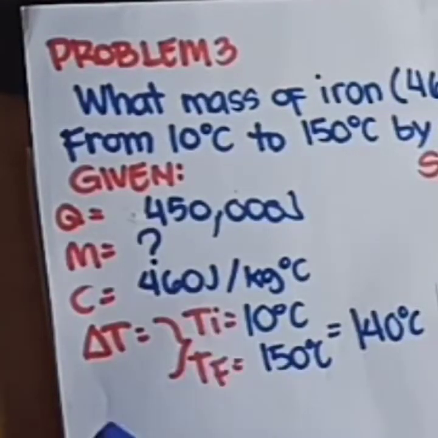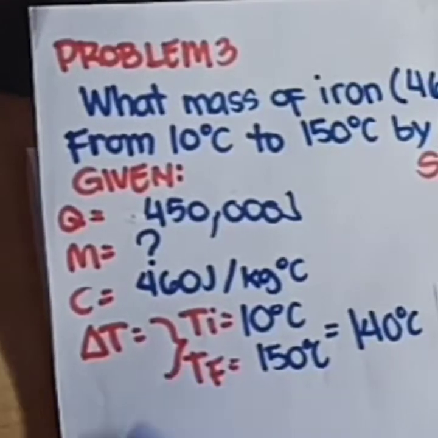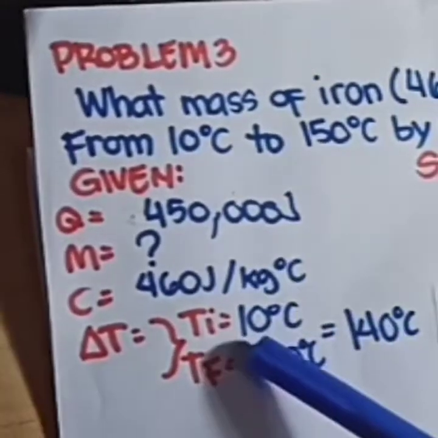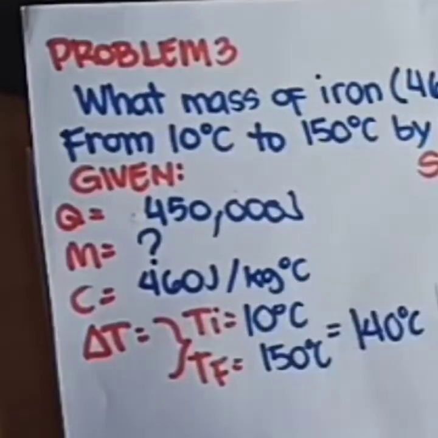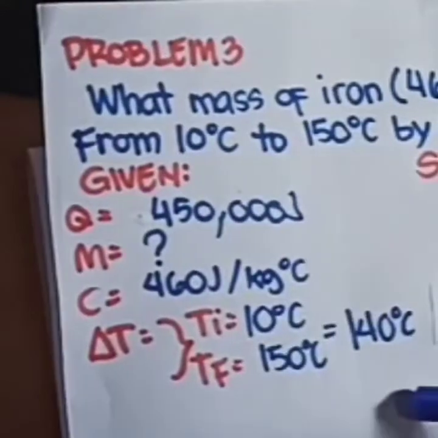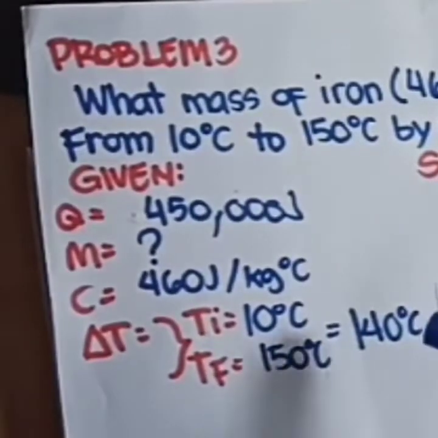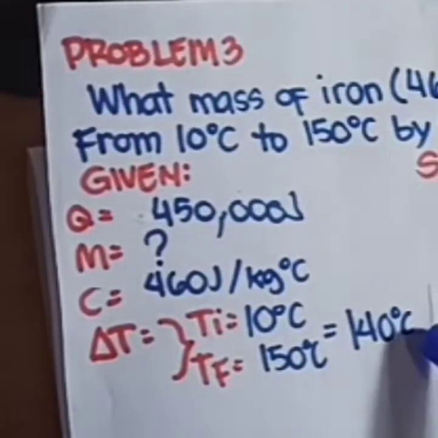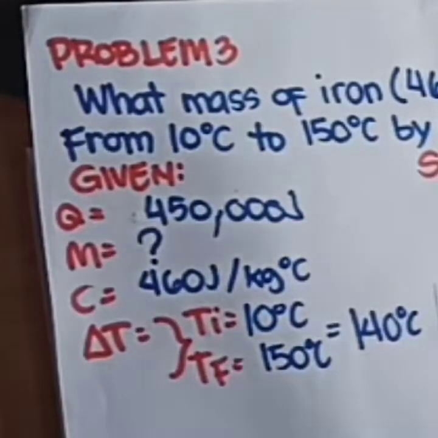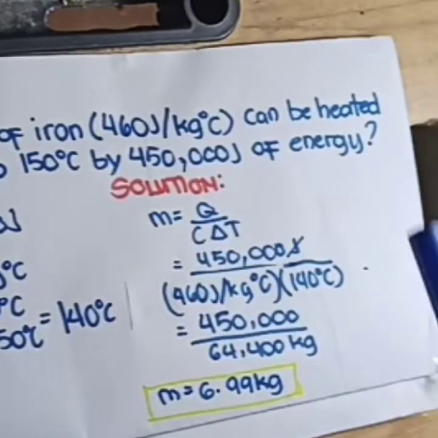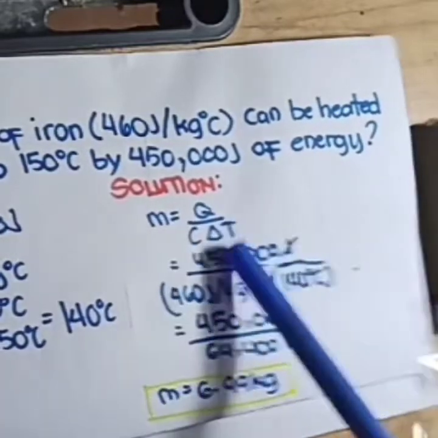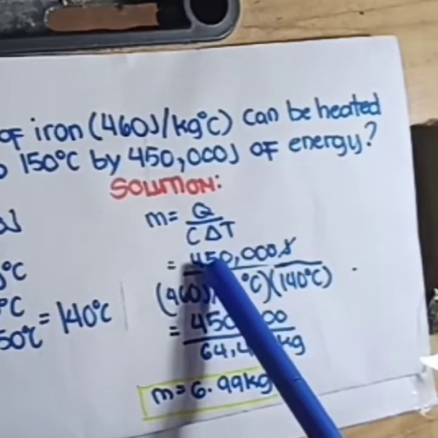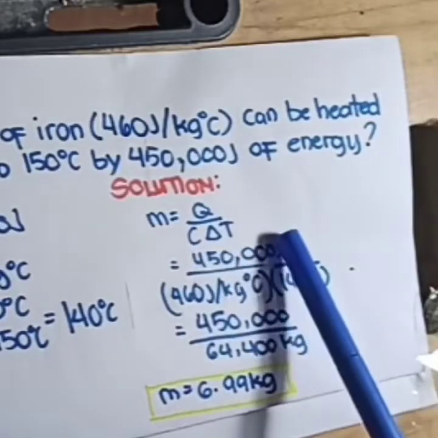So if we're going to find the change in temperature, we're going to subtract the initial temperature from the final temperature. So 150 degrees Celsius minus 10 degrees Celsius is equal to 140 degrees Celsius. So we have here the change in temperature. So now let's proceed to the solution. The formula of mass is equal to heat evolved over specific heat times change in temperature.